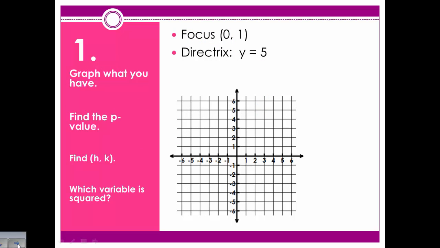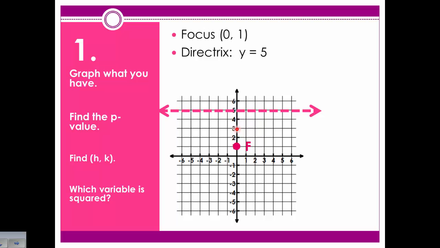For this example, we're going to graph our focus and directrix. When it's y equals 5, that's horizontal. Now on this problem, you've got to go, well, which way is this graph opening? And you should say to yourself that the graph must open down because it has to wrap around the focus. That means that we're missing our vertex. And the vertex is exactly in between the focus and directrix.